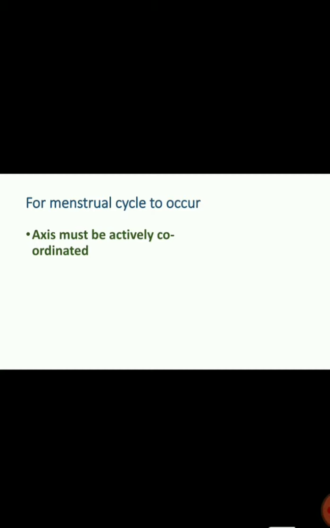So a few criteria are required for normal menstruation to occur. The first one is that the axis must be actively coordinated. Axis means the hypothalamo-pituitary ovarian axis. The hypothalamus must secrete GnRH, and it must act on the pituitary, and the pituitary should be responsive to it and release the hormones FSH and LH, and that acts on the ovary, and this axis should be coordinated.